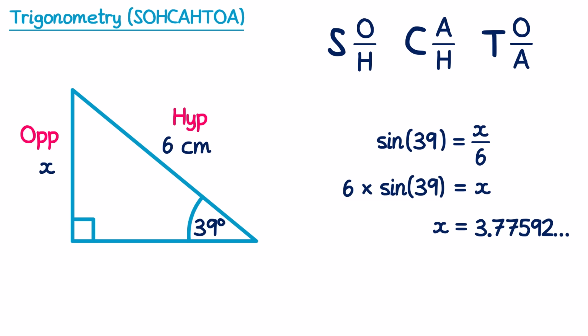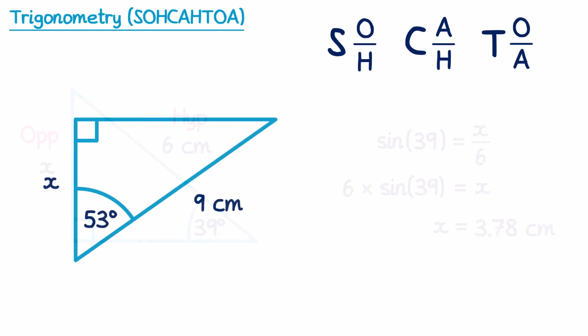The question may tell us how accurate to give the answer. If it doesn't, we might want to just go to 3 significant figures. So this one would be 3.78 centimeters, and that's the value of x. Let's try a second example now.